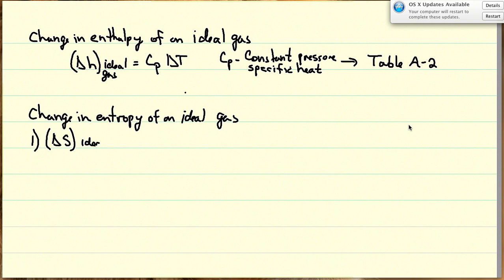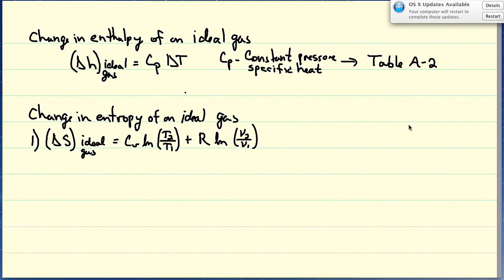So the change in entropy of an ideal gas is equal to the constant volume specific heat times the natural log of the temperature at state 2 of the gas divided by the temperature at state 1, plus the gas constant R times the natural log of the specific volume at state 2 divided by the specific volume at state 1.